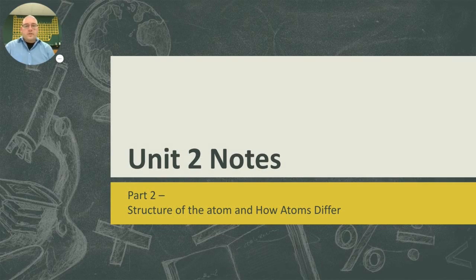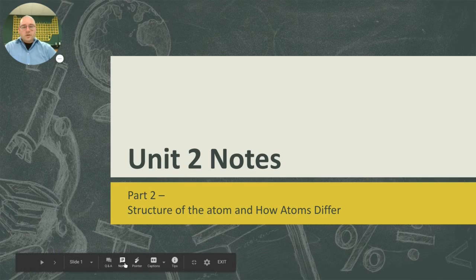All right. Today you're going to learn about part 2 of our notes. We're going to learn about the structure of the atom and how atoms are different from each other. So last time we talked about the history and we learned the postulates of Dalton's atomic theory, and that Dalton said that atoms of the same element were identical. Today we're going to talk about how they are actually different. So that part of Dalton's atomic theory was not correct.